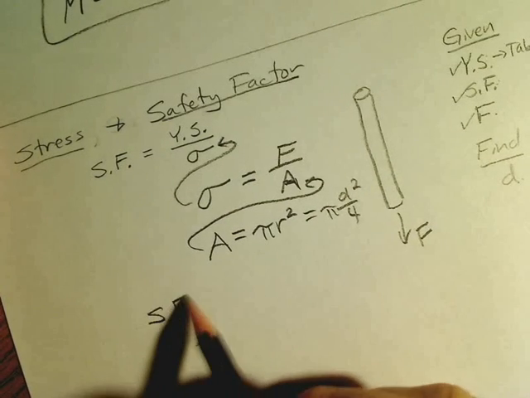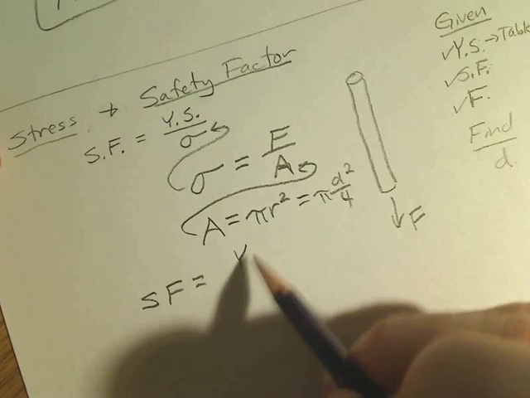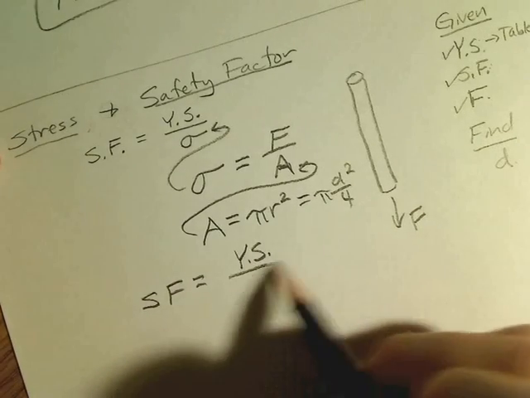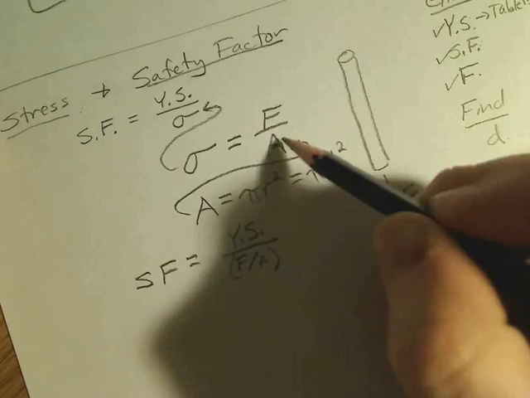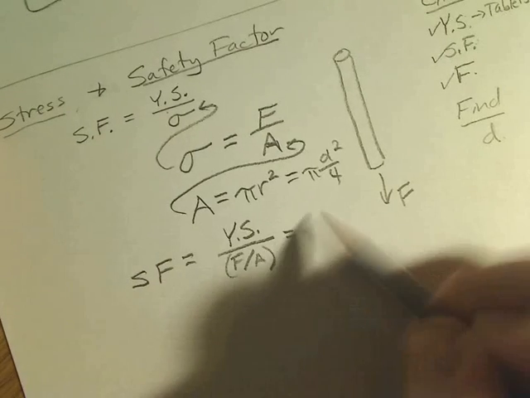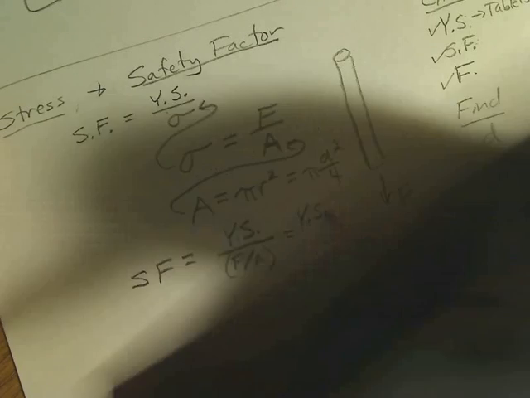we have that the safety factor is equal to the yield strength, and then for this we have force divided by area. If I'm just solving for this, putting it right there, so it becomes YS.